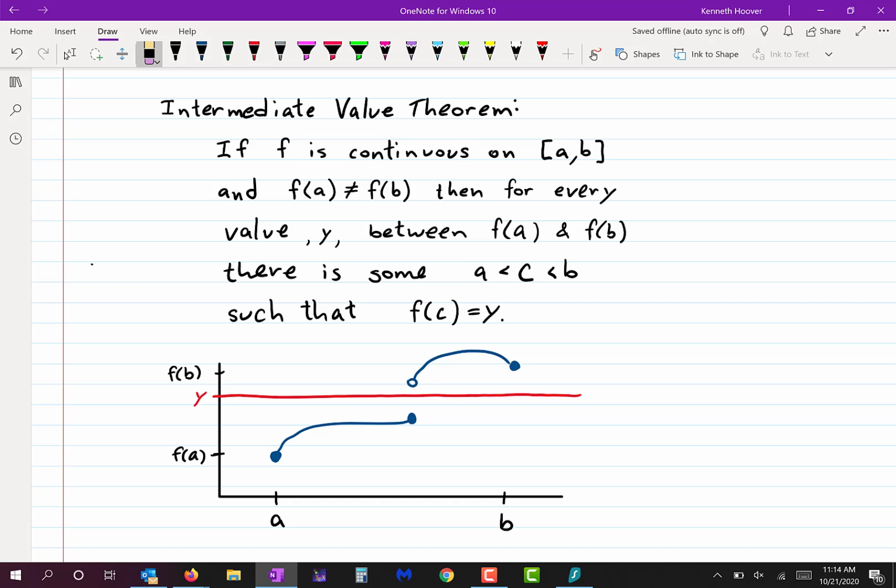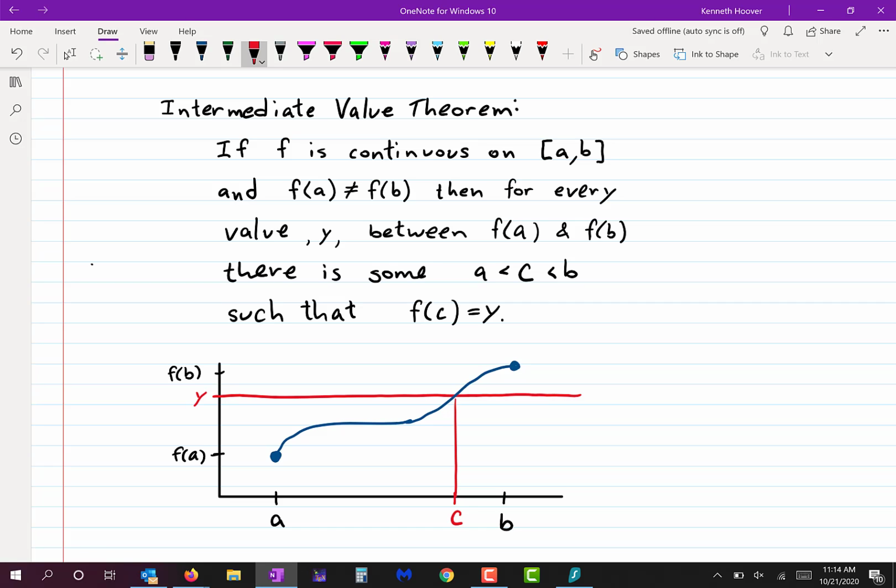But if the function is continuous, then I must cross the red line somewhere between A and B. That's what the intermediate value theorem says. We're not going to prove it. It's beyond the level of this class for the most part. Okay, but let me show you something that this could be useful for.